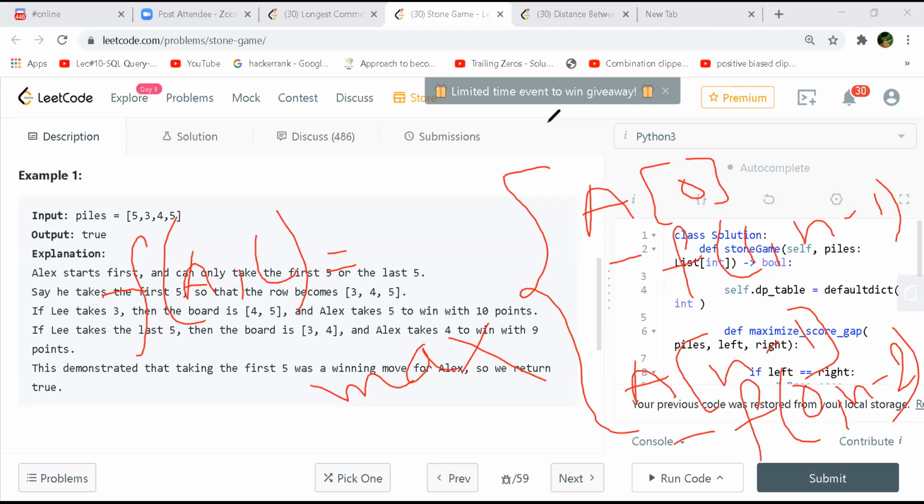Why? Okay, let's come to that later. So, Abhishek, what was your explanation? He had an explanation on this, right?